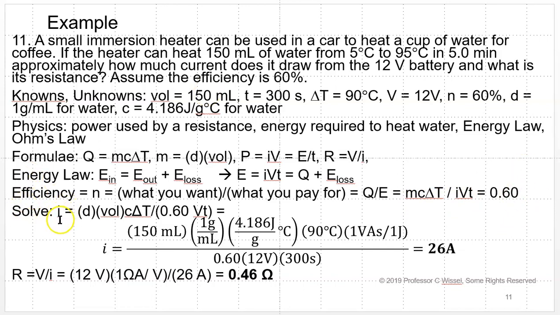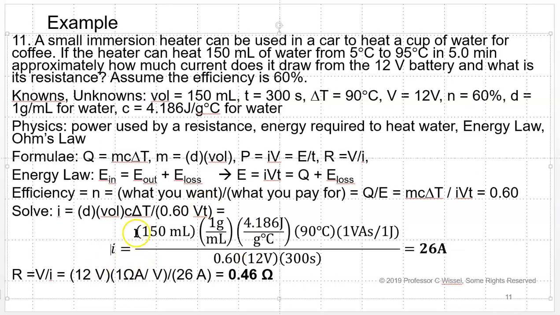So then we solve this for I. I will be the density times the volume times the specific heat times the temperature rise, divided by the efficiency times the voltage times time. Plug in the numbers. The current is: this is the volume, 150 milliliters. This is density, 1 gram per milliliter. The specific heat is 4.186 joules per gram degree C. Delta T is 90 degrees C. This is a unit conversion, 1 volt amp second per 1 joule. The efficiency is 0.60, the voltage is 12 volts, and the time is 300 seconds.